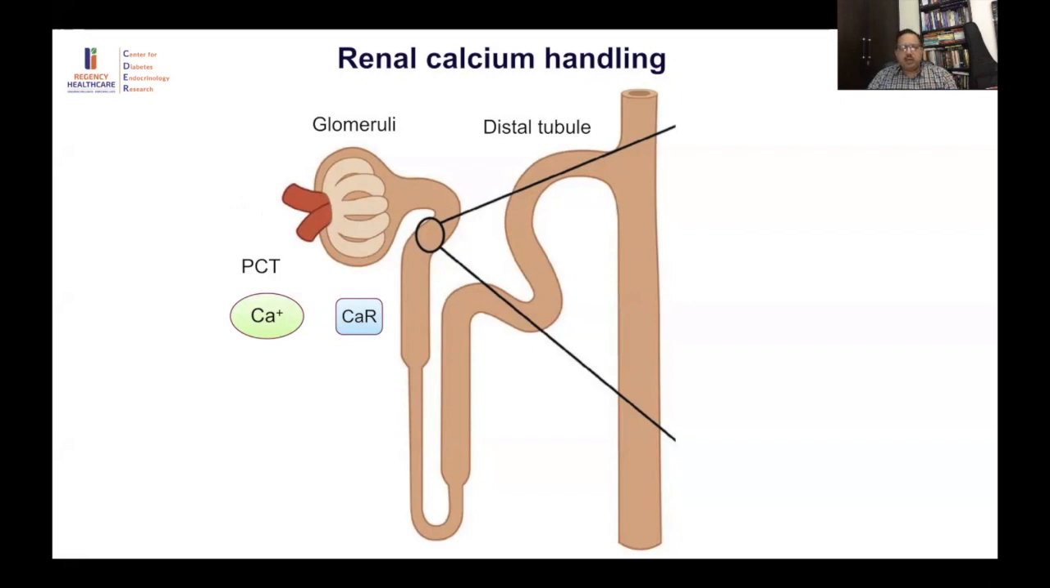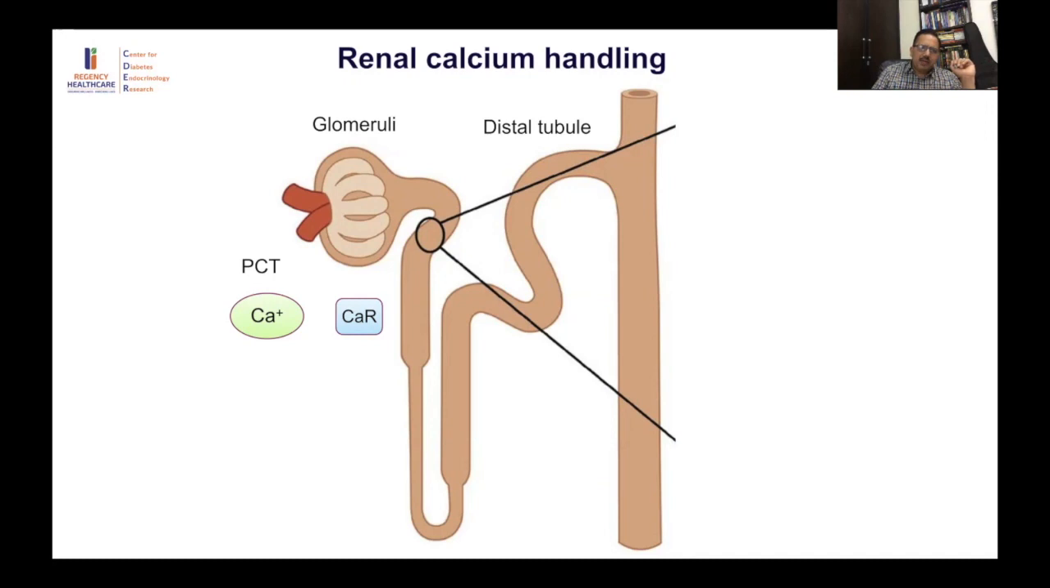So if the body has got more calcium, the calcium sensing receptor will sense it and tell the kidneys, okay, resorb less. So high calcium sensing receptor action causes hypercalciuria. On the other hand, if there is hypocalcemia, you would expect the calcium sensing receptor to work less, resulting in more resorption of calcium. So generally speaking, if you have hypocalcemia, you should have hypocalciuria. And if you have hypercalcemia, you should have hypercalciuria, which is simple. High serum calcium, high urine calcium, low serum calcium, low urine calcium.